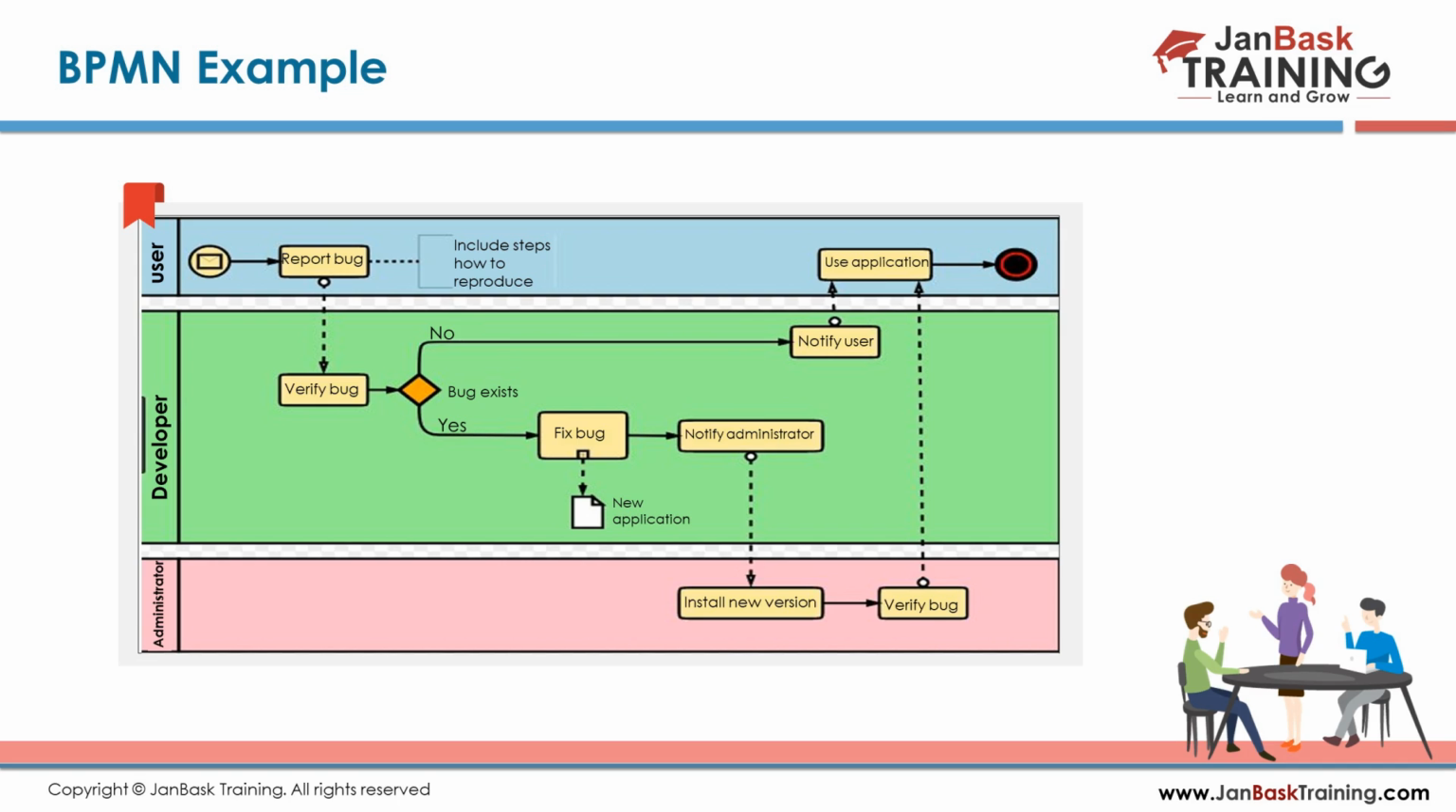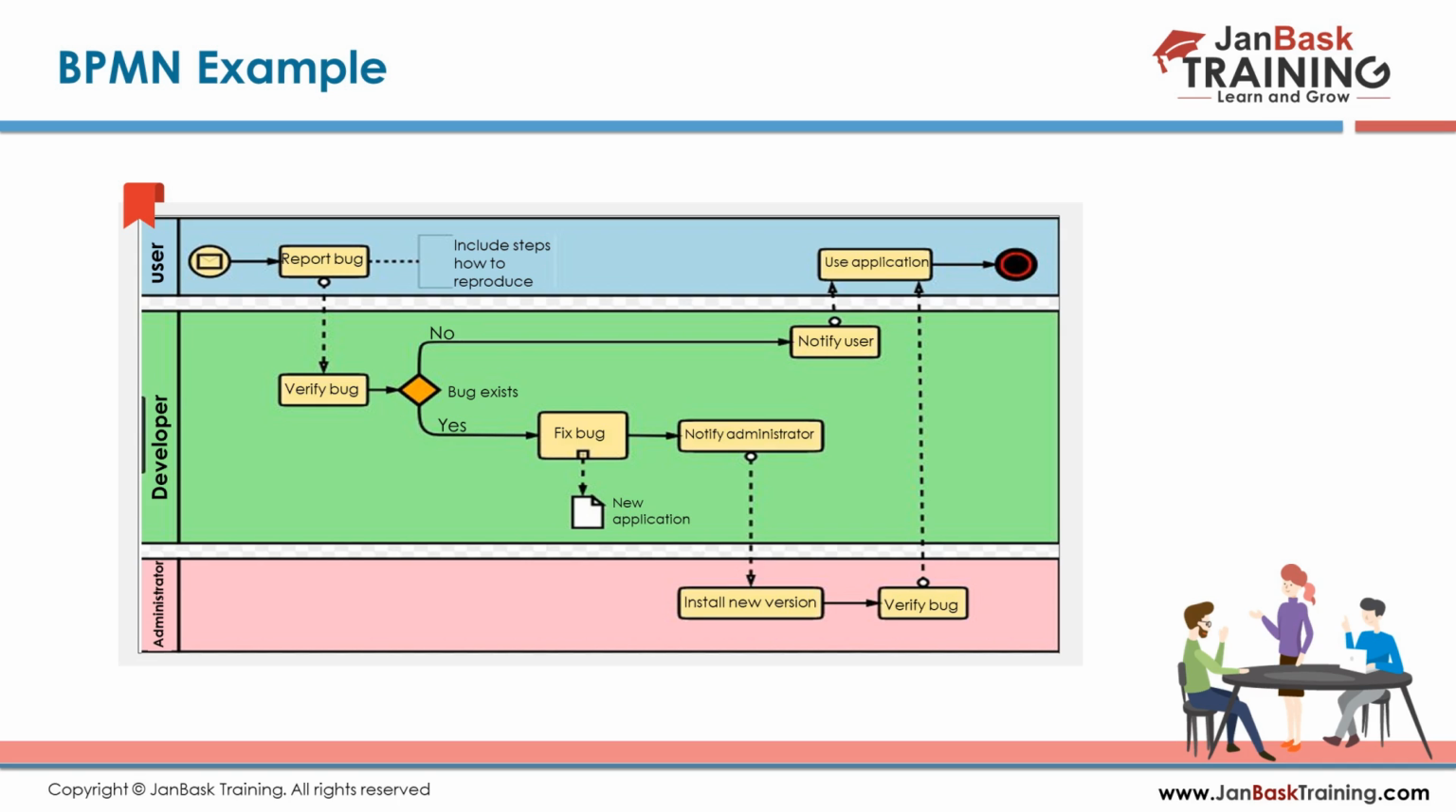So you can see different layers are there where you can name them. What is that layer? How your system is going to interact, and finally how you're going to end it. The process shown here is like your bug is being reported. You need to verify the bug, fix it, notify the administrator, and install it. And this is how you're going to end the event.